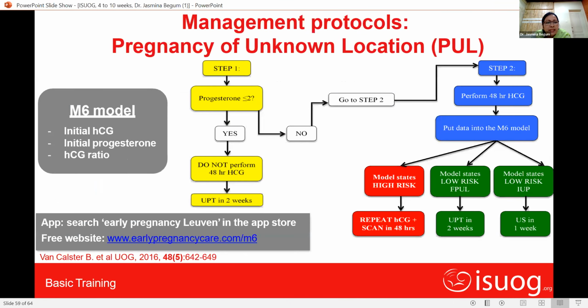Then there is another model, the M6 model, where both progesterone values and the HCG ratio are taken into consideration. In step 1, the progesterone value is taken. If it is less than or equal to 2 nanogram per ml, no need to worry, just discharge the patient. It's a failing pregnancy of unknown location. In step 2, take the 48-hour HCG values, calculate the ratio and see where it falls, whether high risk or low risk, failing pregnancy of unknown location, or more than 1.66, which is an upcoming intrauterine pregnancy. Manage accordingly, as I mentioned in my previous slide.